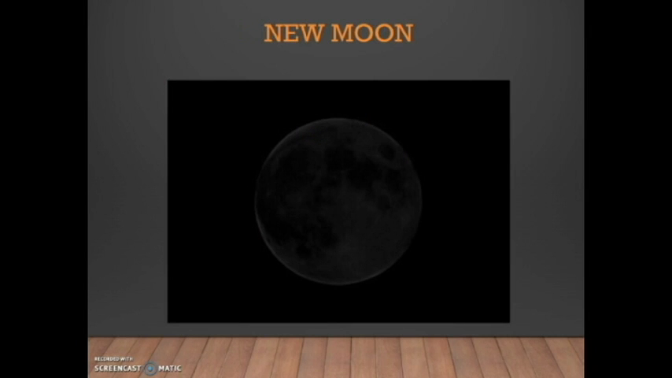The first stage is called the new moon. This phase happens when the moon is between the Earth and the Sun. During this time, the moon will not be seen because it is not being illuminated from our point of view. Instead, the part that is illuminated is pointed at the Sun, meaning all we can see is the shadow of the new moon.